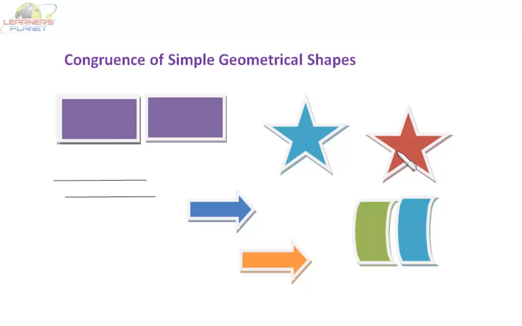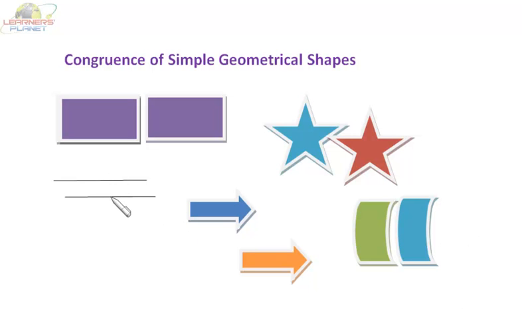Similarly, we can see two stars over here. Suppose I put this star on this star, then I won't be able to see this blue star. Okay. Now you can see you're not able to see the blue star. This star exactly coincides with the blue star. Okay. So these two stars are congruent.